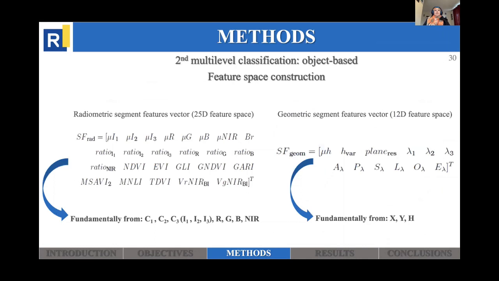So in this second multi-level classification, a vector of 25 calculated radiometric features was constructed from the radiometric or spectral properties of the point cloud, which are divided between the multispectral characteristics of the LiDAR data itself, in addition to the inherited radiometric characteristics from the aerial photo, RGB and near infrared. On the other hand, another vector of 12 calculated geometric features was constructed from the geometric properties of the LiDAR point cloud itself, mainly from X, Y, and the height of each point.